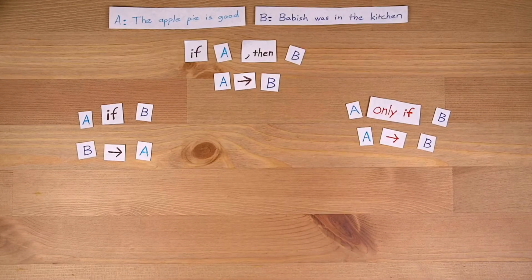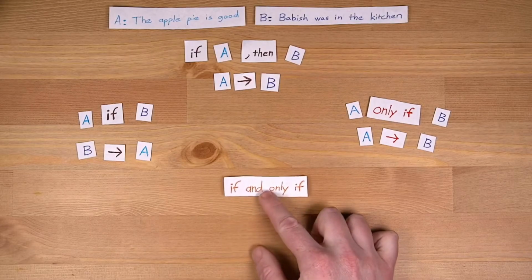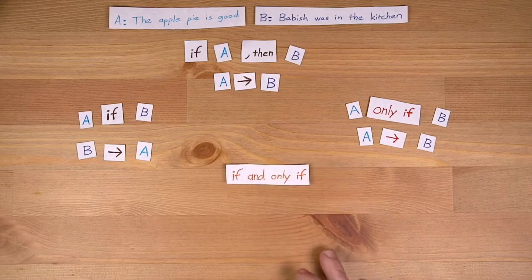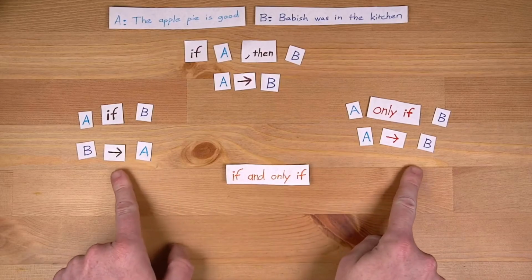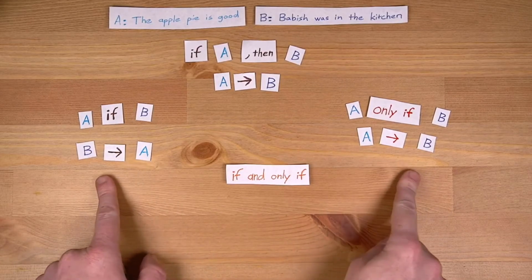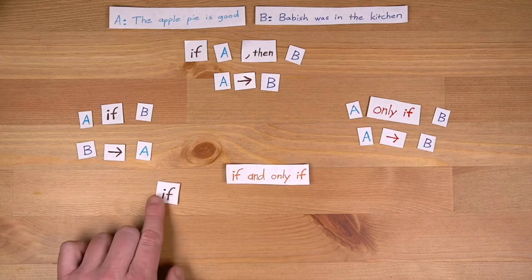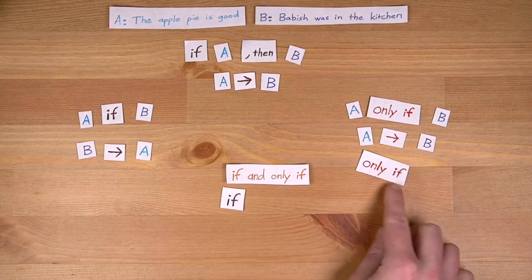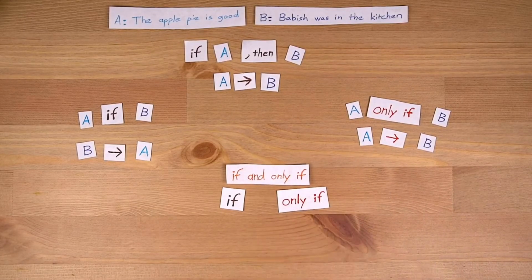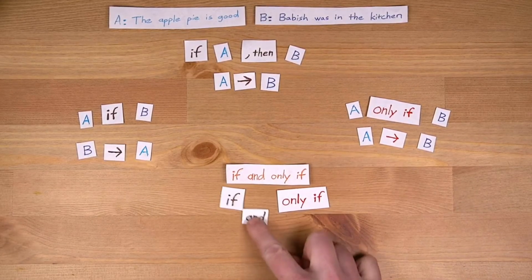Now, what about if you get something more complicated? What if you get if and only if? Well, this, as you know, is going to be the biconditional. And a good way to think about this, I think, is this is just combining both of these stylistic variants and putting them together. So it's taking an if from that, and it's taking an only if from this version, and it's just putting them together.